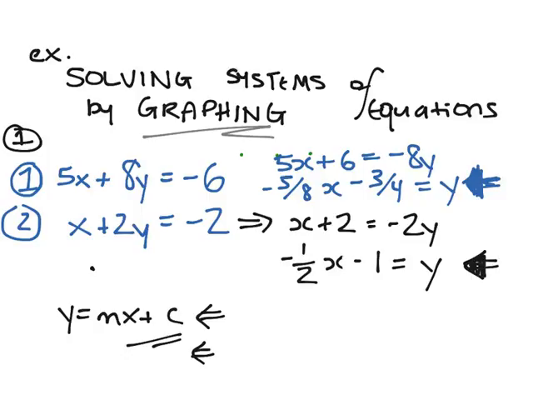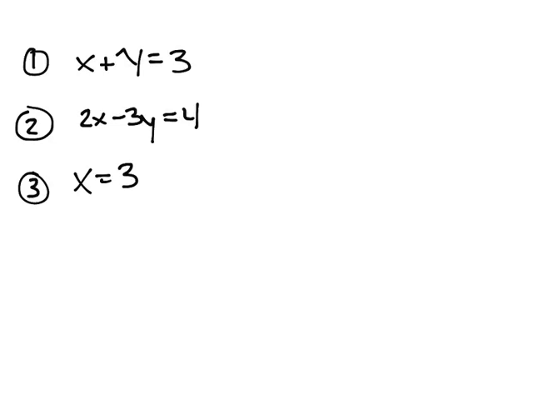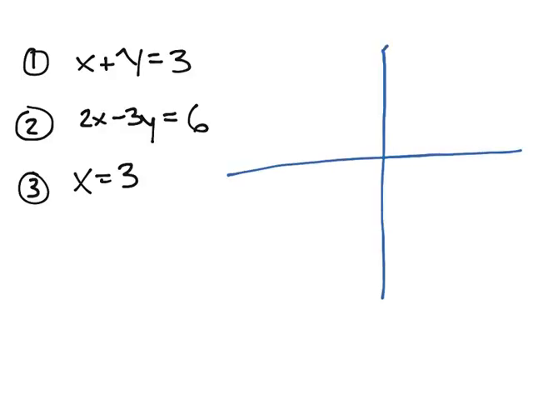Let's try another example. Here we have three equations. x plus y is equal to 3, 2x minus 3y is equal to 4, and x is equal to 3. Let's actually change this to 6 and try solving this based on what we've learned already. Remember, when you solve by graphing, you have to graph all three equations on the plane, and you have to find the point where the lines intersect. We'll go over that now.